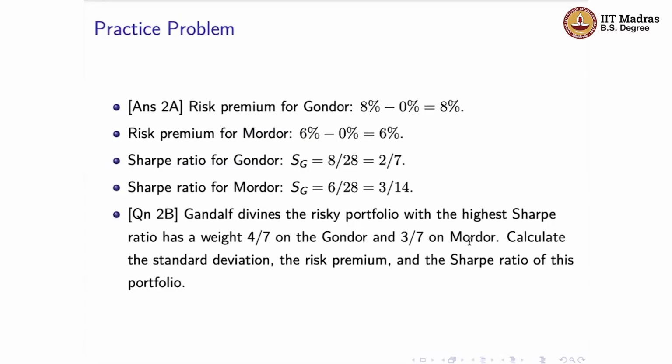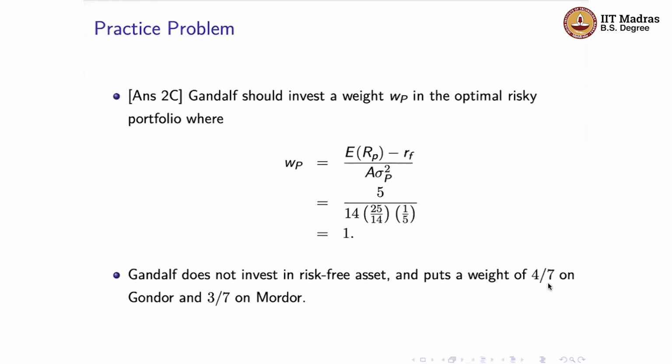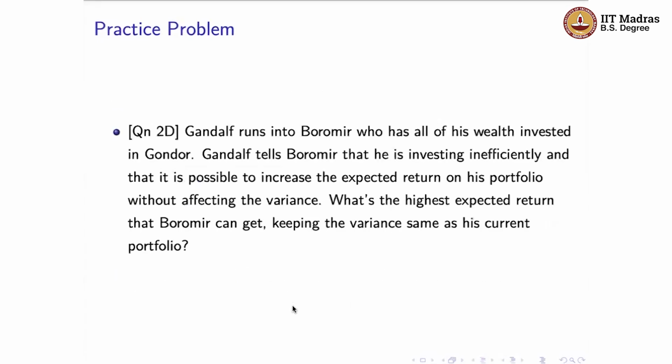So therefore, we know from there that the percentage that Gandalf is going to put on Gondor is 4 by 7, and the percentage that he is going to put on Mordor is 3 by 7. Okay, so now Gandalf has optimized his utility function and so on.